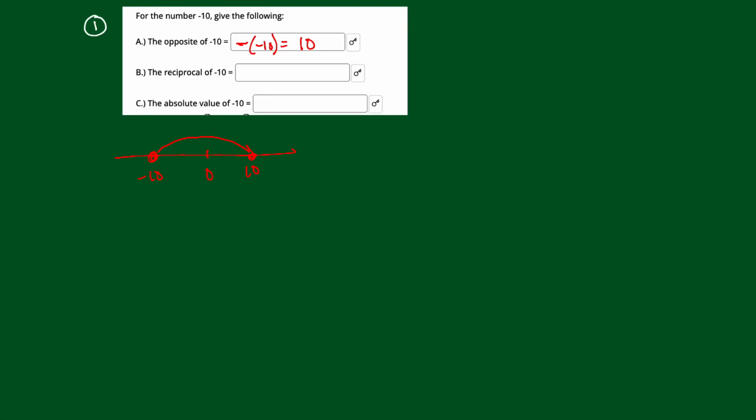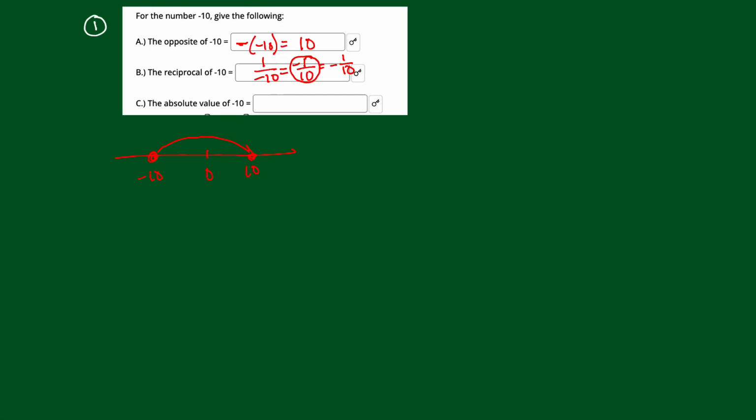Now part B wants the reciprocal of negative 10. So the reciprocal is just going to be 1 over that number. So we are going to have 1 over negative 10, but negative signs you can write on the bottom, on the top, or out in front. We're going to choose this one. This is the most convenient. So I'm going to claim that the reciprocal is negative 1 over 10.